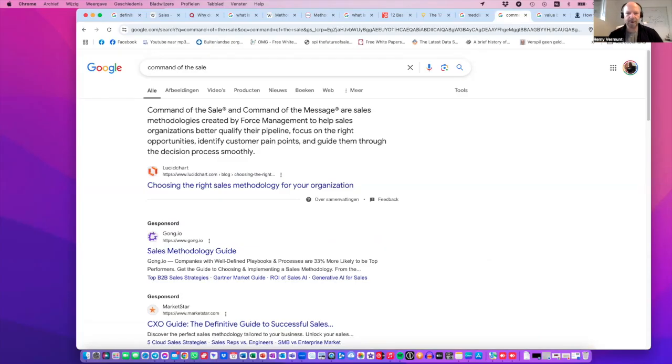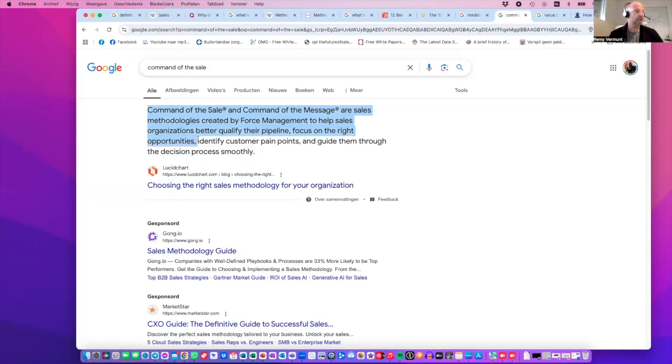And the other one you find in advertisements many times, especially at American companies: Command of the Sale and Command of the Message. What is that? Command of the Sale and Command of the Message are sales methodologies created by Force Management. I don't like the word force management. They help sales organizations better qualify their pipeline. That's always a good thing. Focus on the right opportunities. That should be the outcome of good qualification.